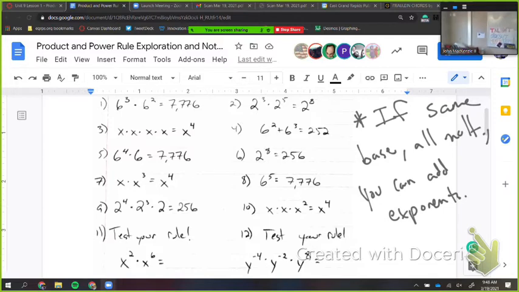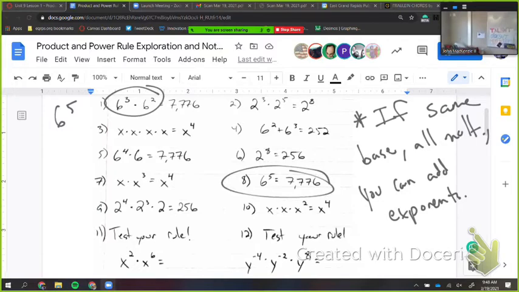Let's test it out. So 6 cubed times 6 squared. If that were true, it would be equivalent to what? 6 to the 5th. Well, guess what? Whoever made this document has a way for you to check that. And that's right here. 6 to the 5th had the same total. You guys seeing that?